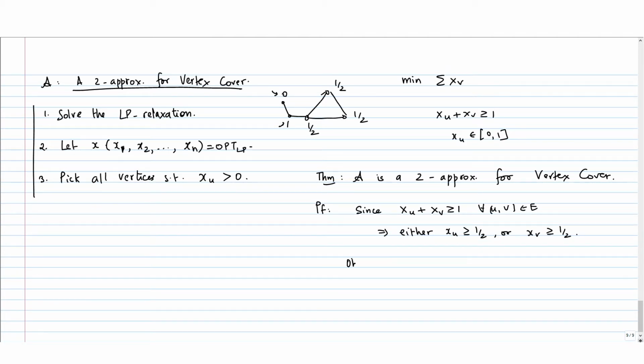Now let's look at the objective function value. Objective is x1 plus x2 plus and so on plus x sub n, right? So maybe this is a set of vertices for which the LP gave you a value 1. This is a set of vertices where the LP gave you a value between 0 and 1, and these are all the vertices for which the LP gave a 0, right? So what our algorithm has done is to pick all of these vertices in our solution.